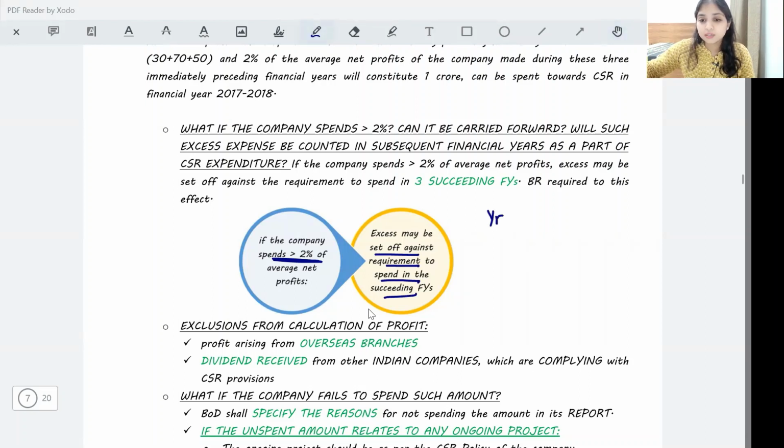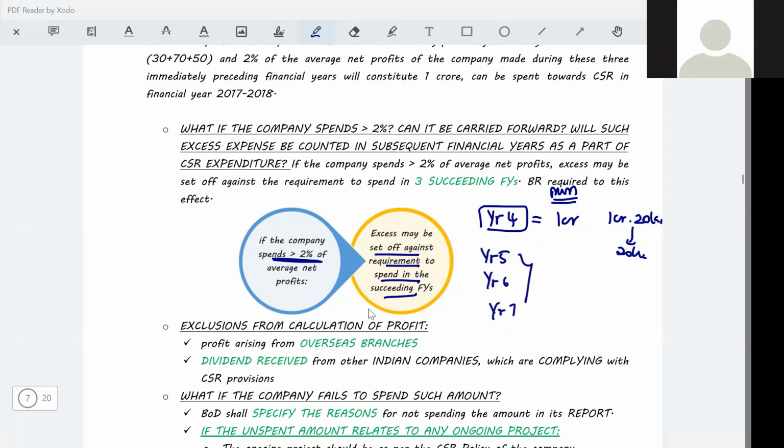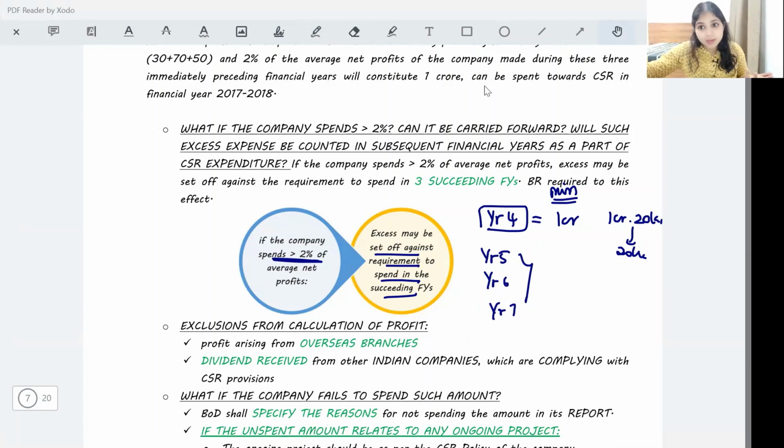Let us say in one particular year, let us say in year 4, the company's minimum requirement, the 2% requirement, was 1 crore. But the company went overboard and the company spent 1 crore 20 lakhs. So how much extra the company spent? 20 lakhs extra the company spent. So in year 5, year 6, year 7, these 3 years, this 20 lakhs will be allowed to be carried forward. In these 3 years, if the company is not able to spend the required amount on CSR, it can spend 20 lakhs less, because this 20 lakh will be allowed to be set off against year 5, year 6, year 7. So even if you spend 20 lakhs less, no problem, because year 4's excess will set off.